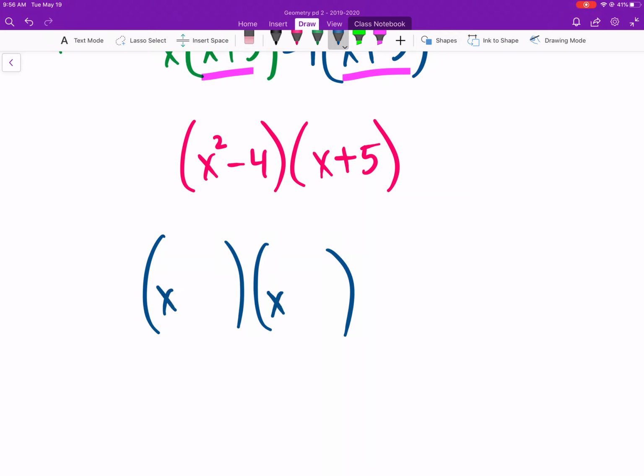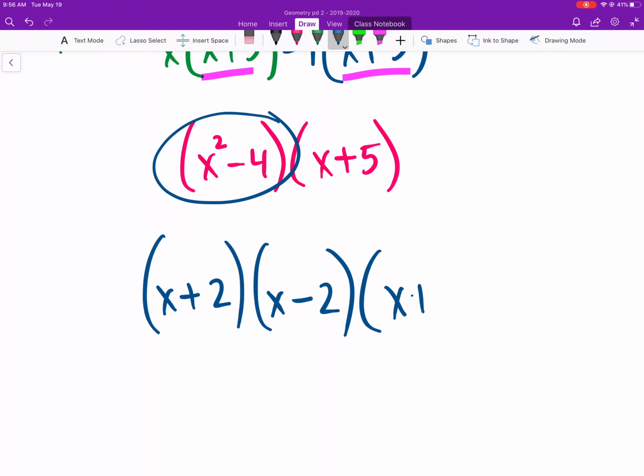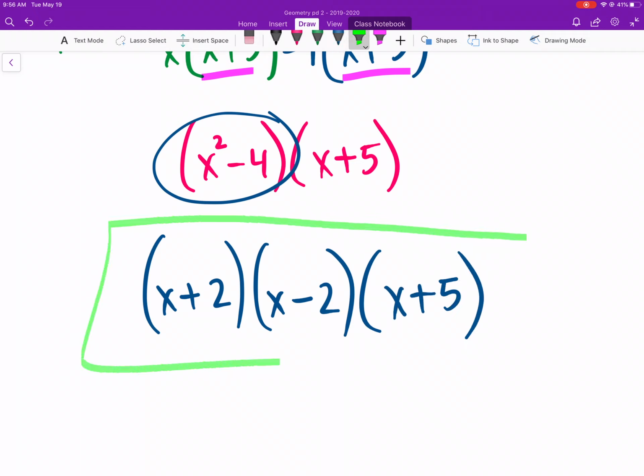X times x gives you x squared. 2 times 2 gives you 4. One of your signs is positive, and one of your signs is negative. And remember, that's right here, dots. And don't forget about that factor on the end here, x plus 5. And now you're good to go.